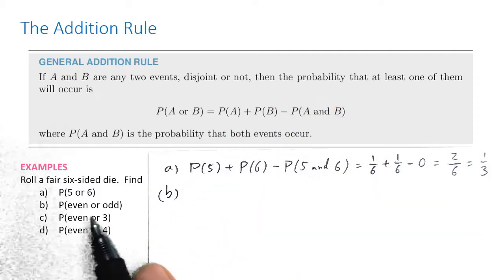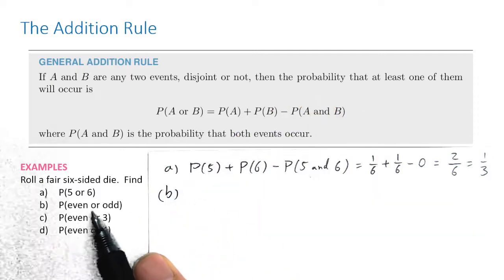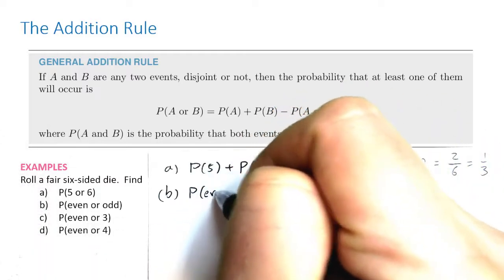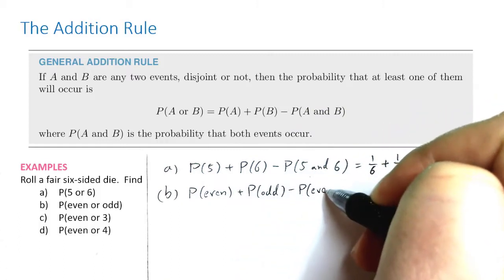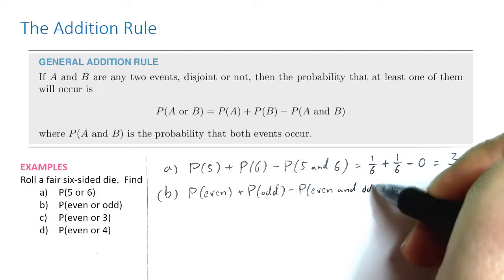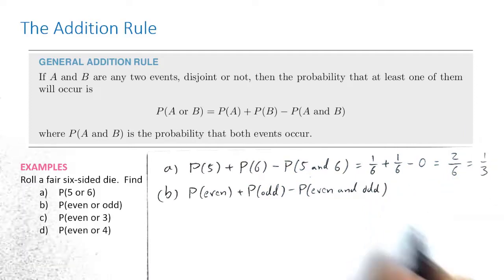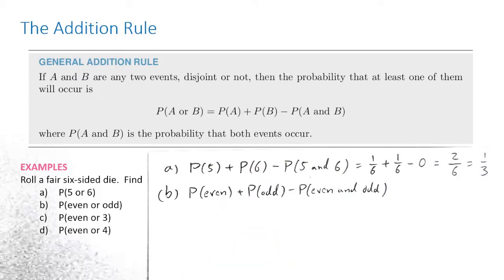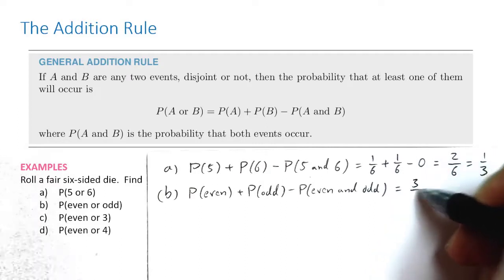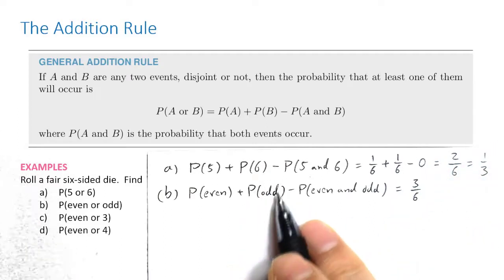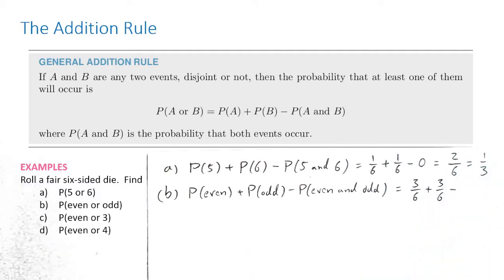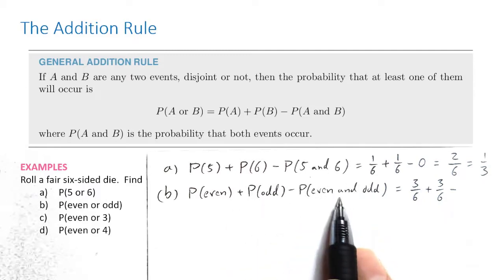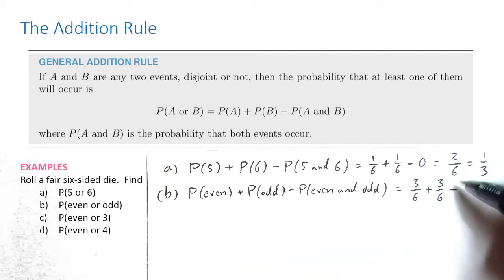Let's look at B, probability of getting even or odd. Well, that's the probability of even plus the probability of odd minus the probability of even and odd. Well, the probability of getting an even number on a die is 2, 4, or 6. There's 3 possibilities, so it's 3 out of 6. Probability of rolling an odd number, that means you rolled a 1, 3, or 5. That's 3 possibilities out of 6. And getting an even and an odd, well, that's impossible. There are no numbers that are even and odd. So again, that's 0.